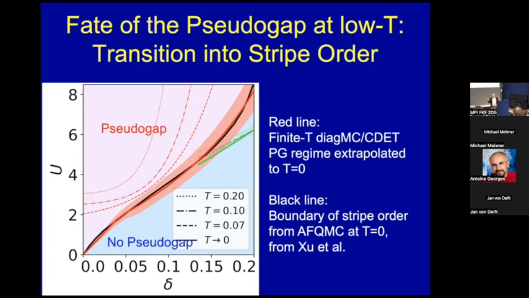So for t prime equals 0, the conclusion of that work is that eventually, as you cool down, the pseudogap state is unstable to stripe ordering. And that answers one of the questions in the field, which has been with us for many, many years. And of course, a key challenge is to extend these results to finite t prime and understand whether that statement is very general and what happens at finite t prime.